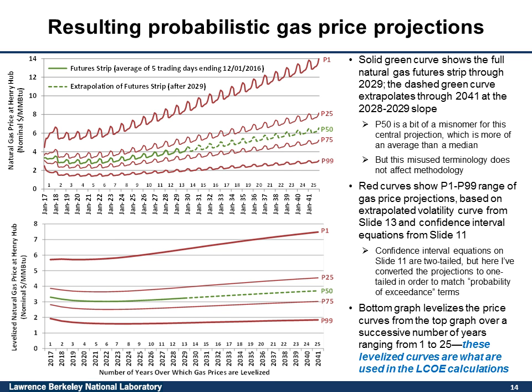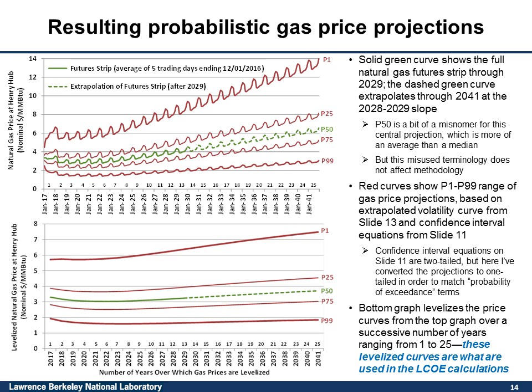And finally, that brings us to the resulting probabilistic gas price projections shown on this slide. The central or P50 price projection shown in green is made up of the natural gas futures strip over the first 13 years, followed by an extrapolation at the same slope for the remaining 12 years. The red lines show the P1, P25, P75, and P99 gas price projections. And again, this range of price projections starts out rather narrow but widens with time, which is the opposite of what happens to the range of wind and solar capacity factors that I showed earlier.